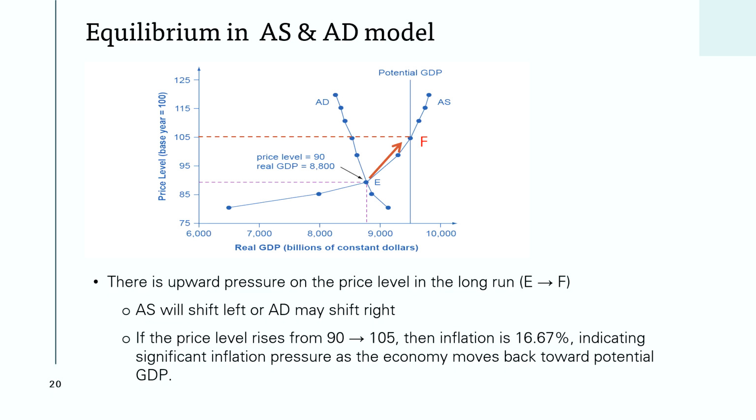Either adjustment moves the economy from point E to a long-run equilibrium F at potential GDP. Notice that the price level rises from 90 to 105, which represents about a 17% inflation rate. This shows that returning to potential GDP often comes with upward pressure on prices.